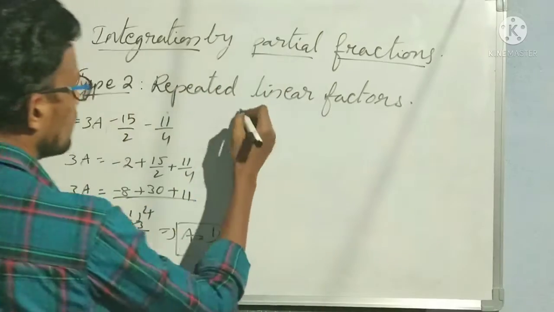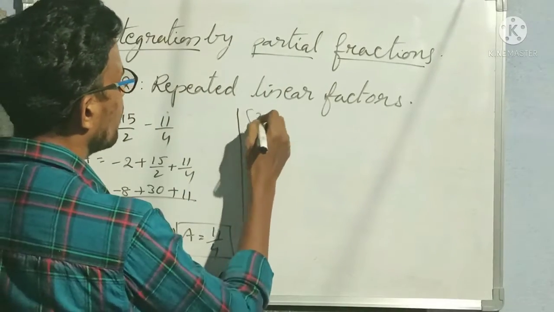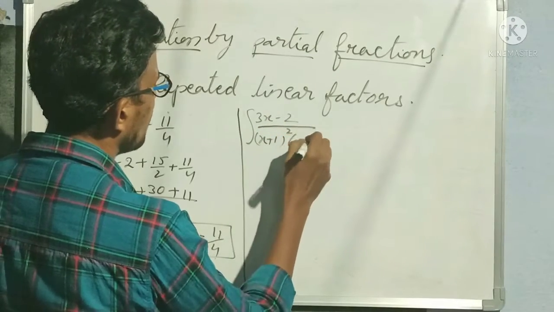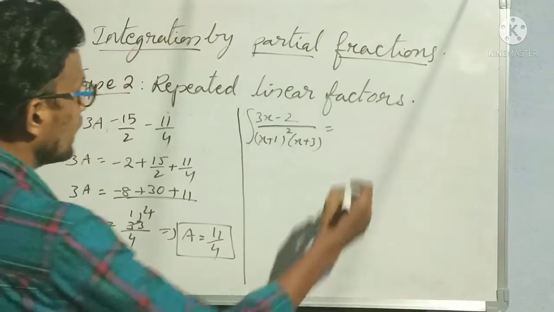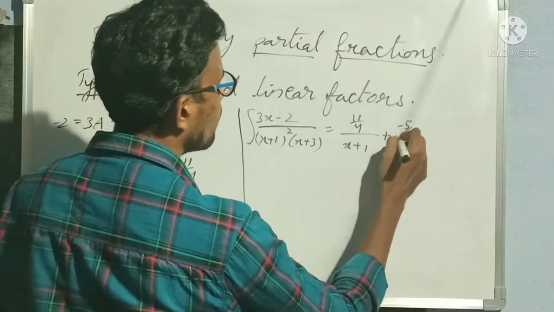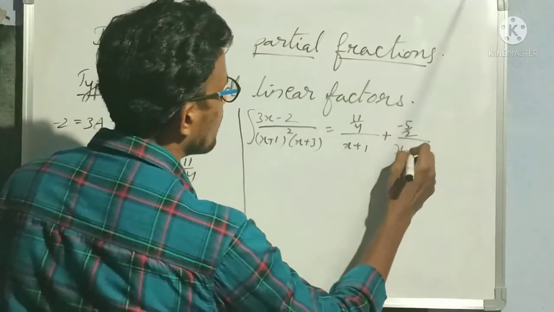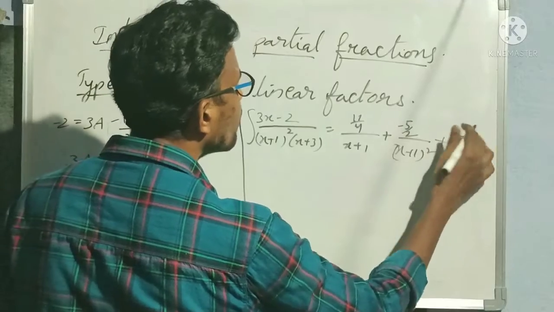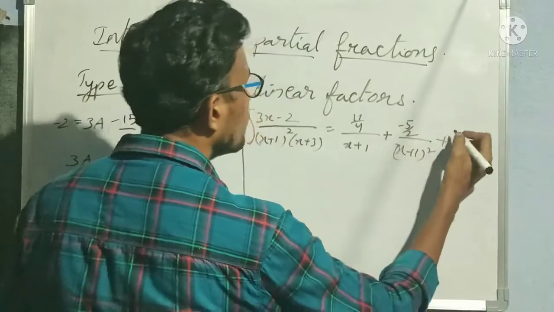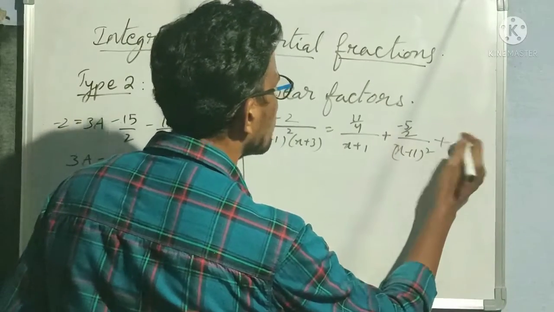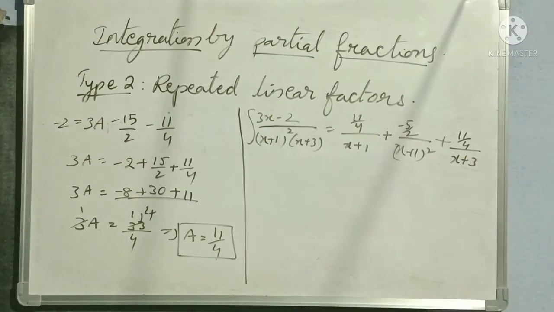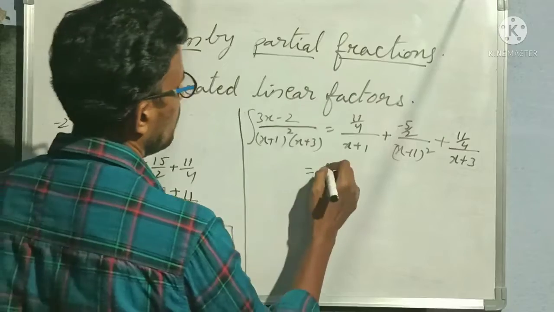So integral of (3x minus 2) by (x plus 1) whole square into (x plus 3) is equal to a by x plus 1, that is 11 by 4 by x plus 1, plus minus 5 by 2 by (x plus 1) whole square plus 11 by 4 by x plus 3.